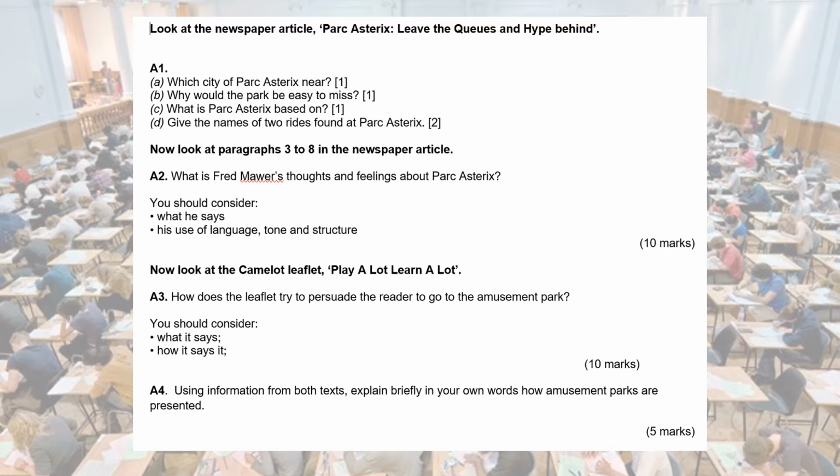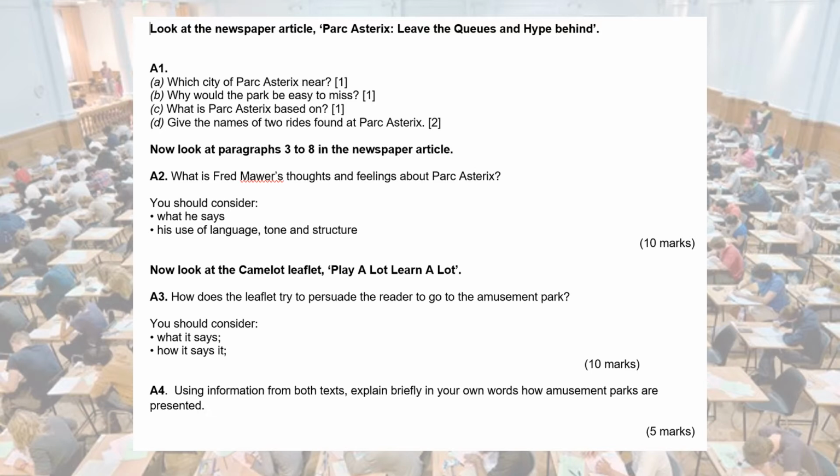That means for 1A, I only need one clear answer. Same thing for question B and C. And then as we look at question D, give the names of 2 rides found at Park Asterix, you'll notice it's 2 marks, and that will be 1 for each of the rides found.